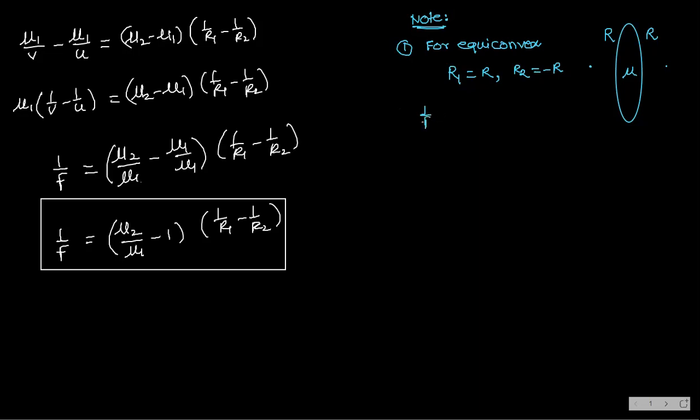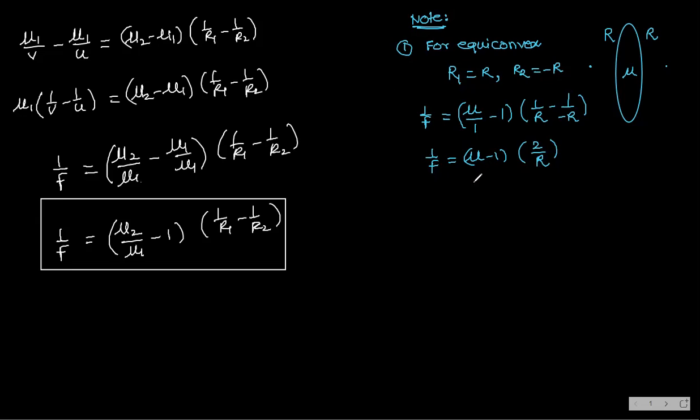So 1 by F is equal to mu2 is mu, mu1 is 1, so mu minus 1, and 1 by R minus 1 by minus R. So how much will this be? 1 by F is equal to mu minus 1 into 1 by R plus 1 by R. What will it be? 2 by R. Right?